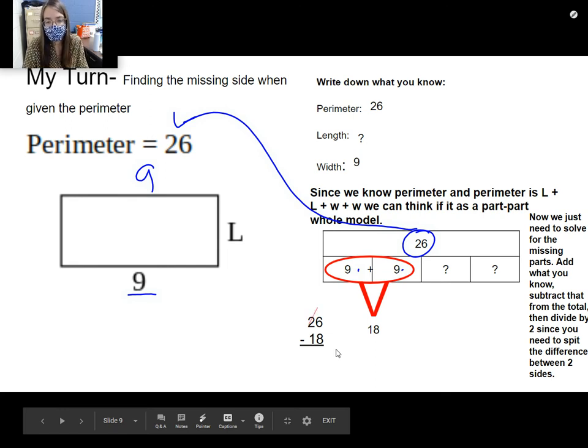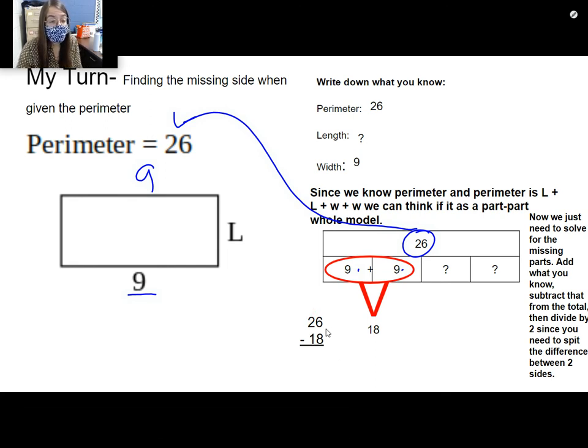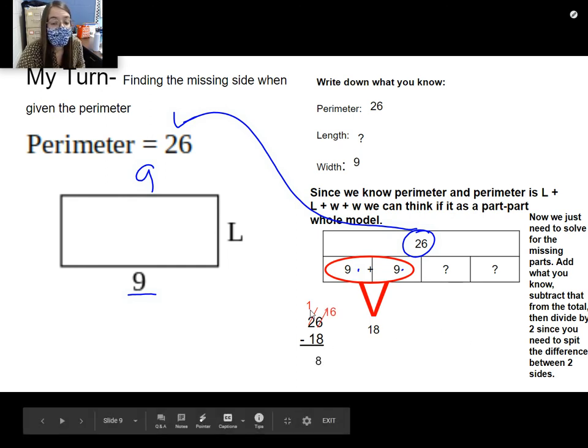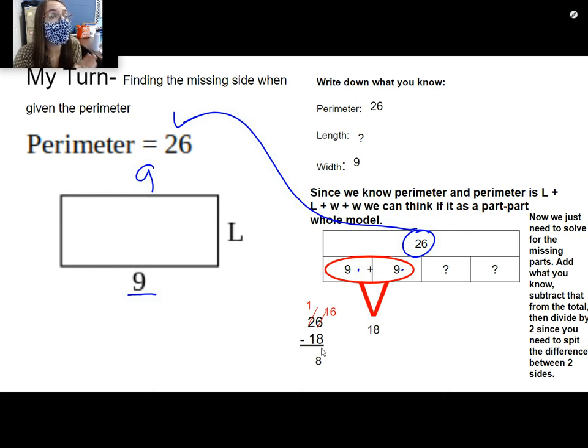Well, oh my goodness. Can we do 6 ones and take 8 ones away? No way. We don't have enough. So we need to borrow a group of 10. So 2 10s changes to 1 10, and 6 ones, if it gains 10 more, becomes 16. So now 16 ones take away 8 ones is 8 ones, and 1 take away 1 is nothing. So that means I have 8 to now put with this missing side.